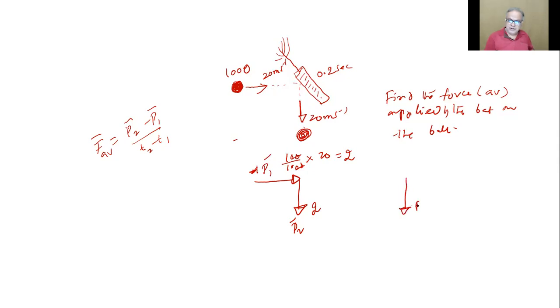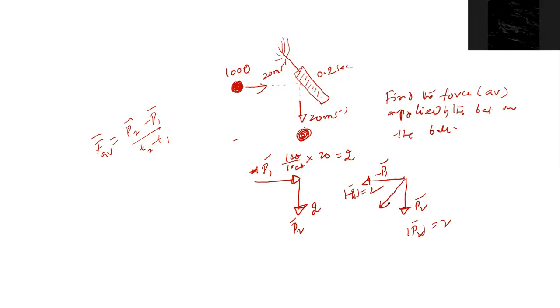I'll keep P2 as it is. P1 I'll reverse because I want P2 minus P1. This is minus P1. This minus P1 magnitude is also what? 2. P2 magnitude is also 2. So don't write minus 2 there. So net after reversing, add it. How much is this? 2 root 2.